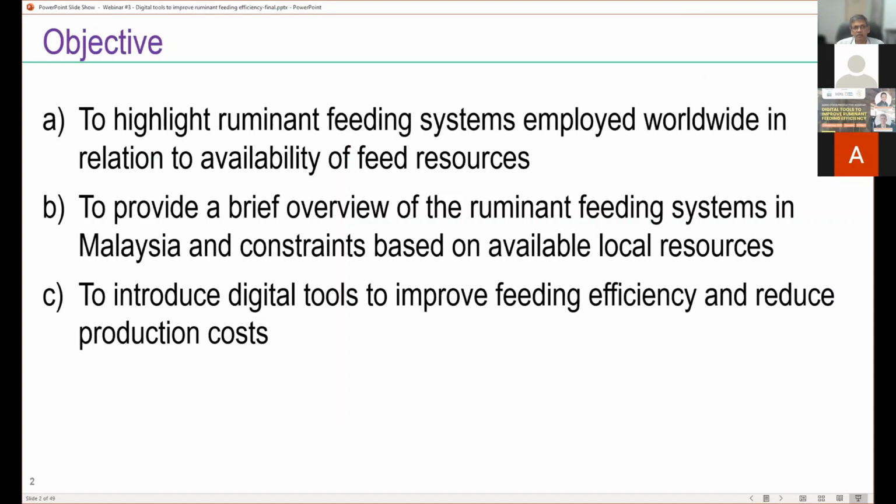Okay, this objective adalah just to show you macam mana kita bagi ruminant makan di sini dan juga how it's done worldwide. And then what are the constraints yang kita mengalami? Kenapa satu daripada isu adalah cost yang meningkat. Lepas tu, finally introduce some tools yang kita boleh guna untuk feed efficiently supaya production cost kita boleh menjadi rendah.